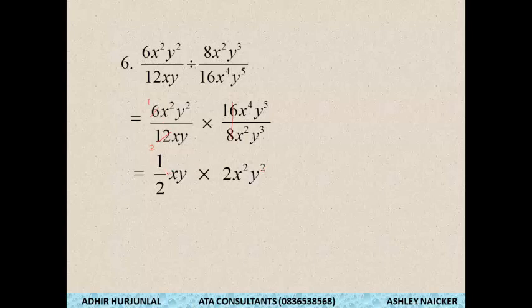And now I can go ahead and multiply across. A half multiplied by 2, x multiplied by x cubed, y multiplied by y cubed. And if I get this one here, half times 2 is 1. X times x squared is x cubed, and y times y squared is equal to y cubed.